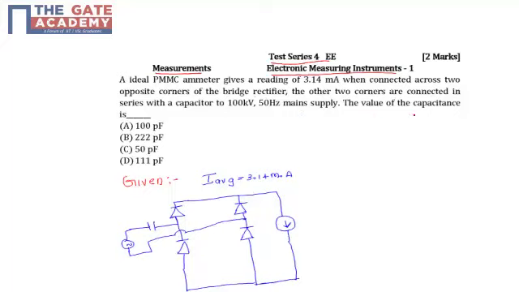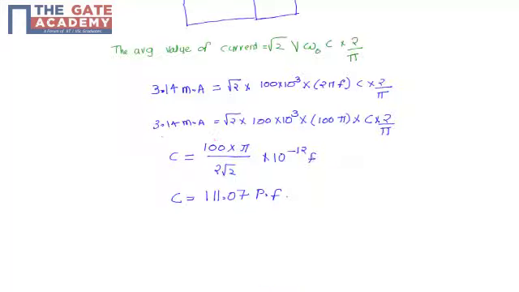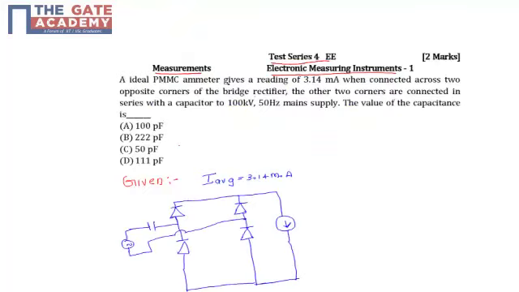You have to find the value of the capacitance connected in series with the bridge rectifier. So in order to find the value of the capacitor, first we will use the average value of current, which is given as 3.14 milliampere.